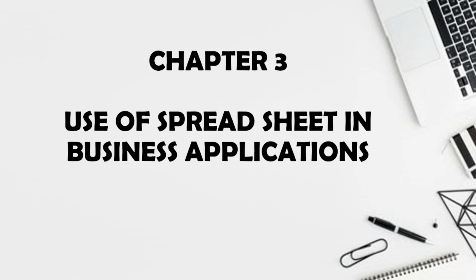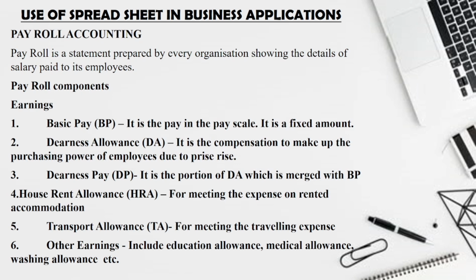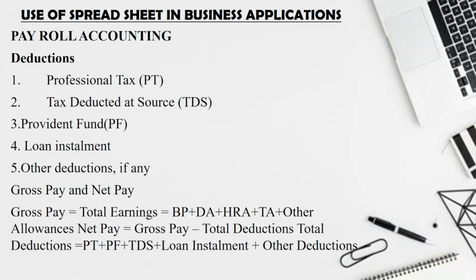Then mainly three purposes are there for the use of spreadsheets in business applications. One is payroll accounting. You know very well, already we discussed, payroll accounting is related to payment of salary to the employees. So we have to consider an equation by taking the following points: basic pay, dearness allowance, dearness pay, house rent allowance, transportation allowance, other earnings. And we have to do some deductions also, like provisional tax, tax deducted at source, provident fund, loan installments, other deductions, giving gross pay and net pay.